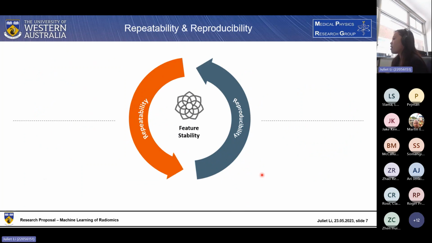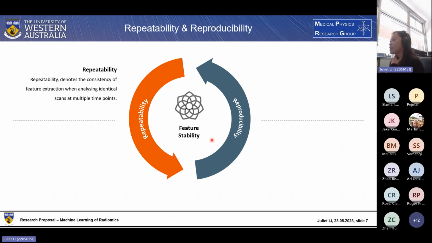The stability of these radiomics features is important because if we are going to use them clinically, we would want to know that they are reliable clinical indicators, that they will represent the same information every time. There are two aspects to feature stability, including repeatability and reproducibility.